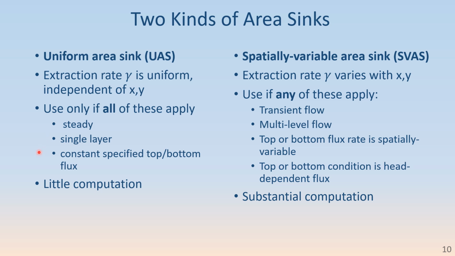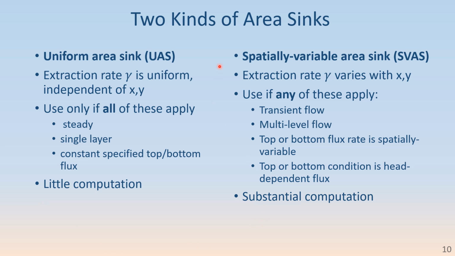And if the flux that you specified at the top or bottom of your model is going to vary with location, you can't use this. So you must satisfy all three of these conditions in order to make use of a uniform area sink. Single layer, steady, and a constant flux applied at both the top and the bottom. The great advantage of a uniform area sink is it's really a cinch computationally. It adds very little computation to do that. And it is quite handy for a single layer steady model to apply a uniform recharge rate. And it's actually fairly common.